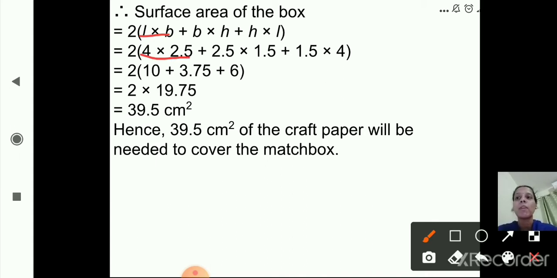Okay, now plus B into H, B is 2.5 and H is 1.5, plus H into L, H is 1.5 and L is 4. So 2 outside the bracket, inside the bracket 4 into 2.5 plus 2.5 into 1.5 plus 1.5 into 4. Now we'll do the multiplication. First, inside the bracket what is given, that we will solve. 4 multiplied by 2.5, we'll put the decimal point afterwards, after multiplication.